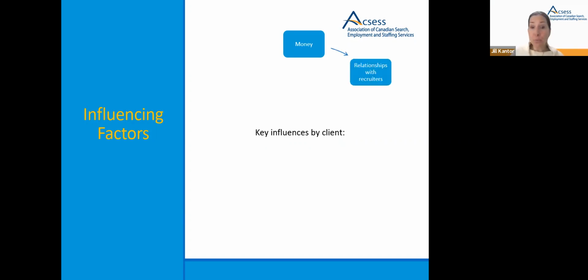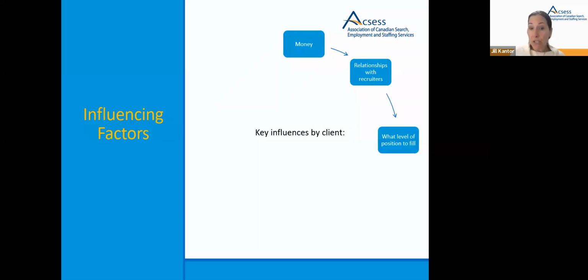Other things, relationship with recruiters. What does that look like for the client? Do they have a good relationship with recruiters? Have they had experience in the past with recruiters? Have they been positive experiences or negative experiences? Are they giving us an opportunity to prove them wrong, that they can have a good experience? So what is their relationship like with recruiters?